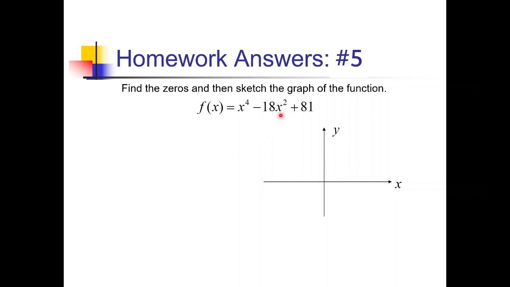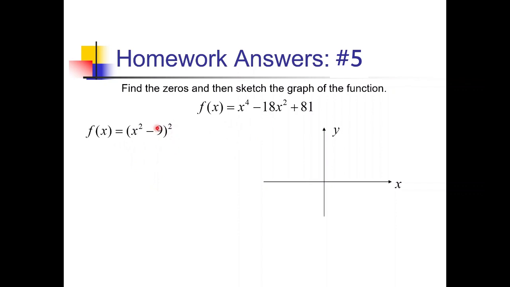thing out. So since I've got 81 and 18 here, let me think of numbers that multiply to 81 and add up to negative 18. So that would be, I think, negative 9 and negative 9. So instead of writing x minus 9 quantity squared, I'm going to write x squared minus 9 quantity squared.